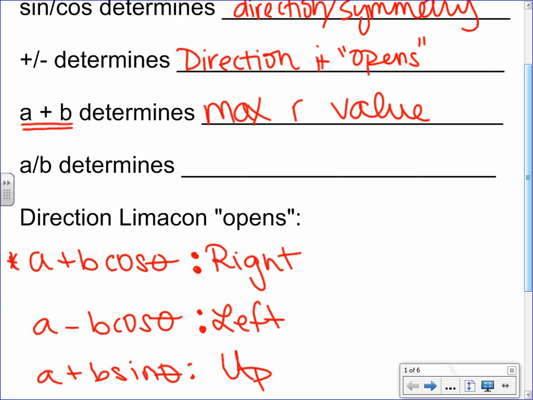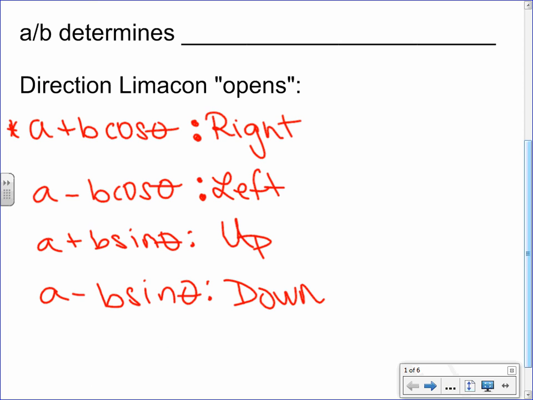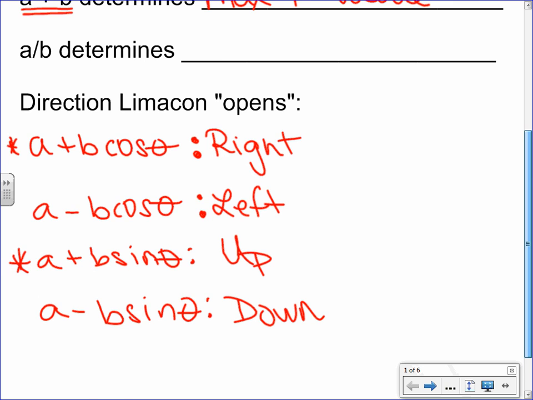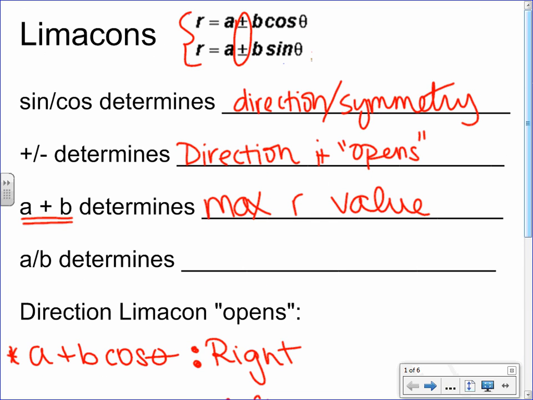Now, let's talk about this one. Why this one opens up. When is sine equal to 1? At pi over 2, so you have that max distance at that 90-degree angle. That's why it's opening up. Alright, now, a over b.